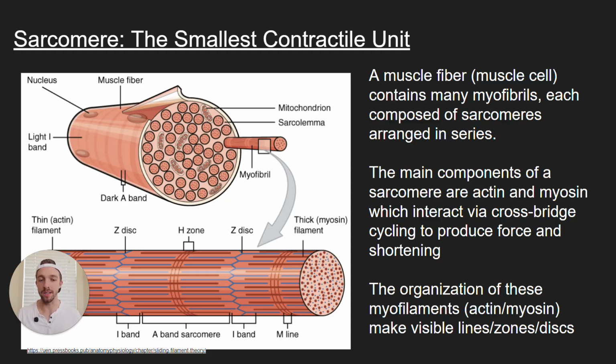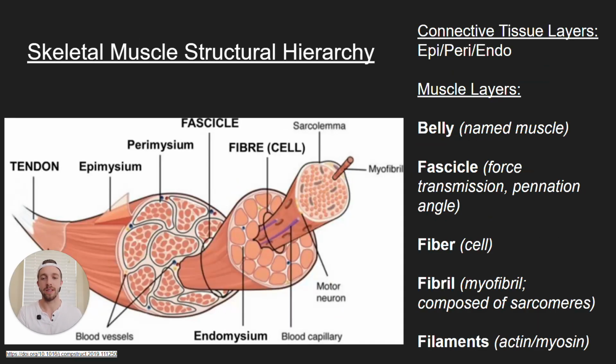The main components of a sarcomere are the actin and the myosin, right? The myofilaments that we just talked about. These interact via cross-bridge cycling to produce force and shortening. Okay, we're going to go super deep into that in video number 2, but just know that we've got these thin filaments, actin, and these thick filaments, myosin. They interact together to produce force and shortening, which takes place in the sarcomere, right? Which are linked together to make myofibrils, which are arranged in parallel to make a muscle fiber, right? We go back up the whole chain of command there.